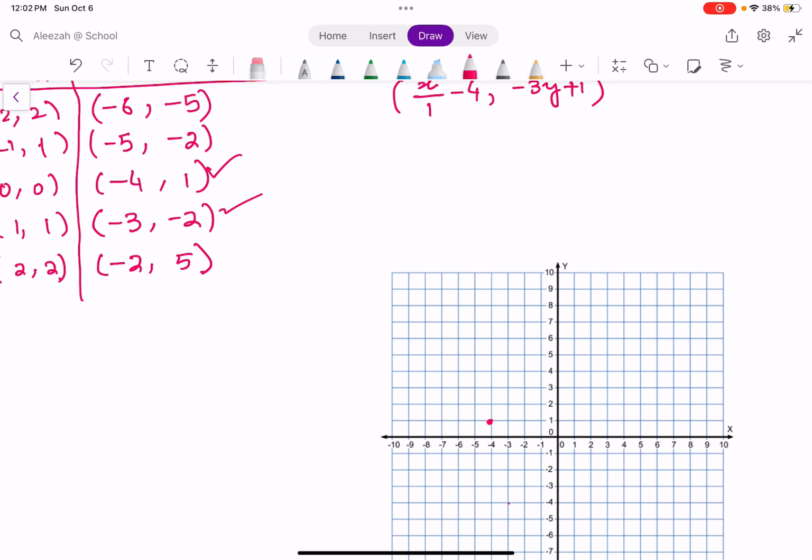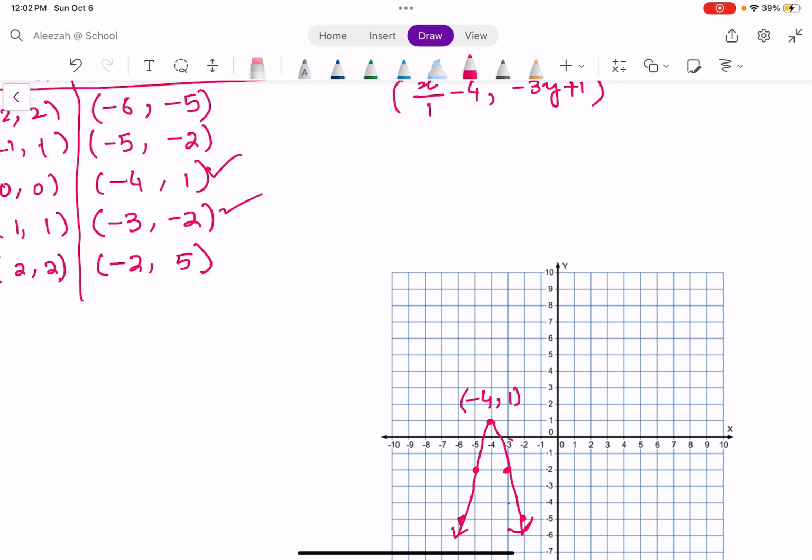When x is negative 3, y is negative 2, negative 3 and negative 2, then I have negative 5 and negative 2, then I have negative 2 and 5, negative 2 and 5 is here, and then I have negative 6 and negative 5, that's the point, right? So my graph will be, and you know that is reflected on the x-axis, so that is my new function. And if you write the coordinates of this point, that is negative 4 and 1.